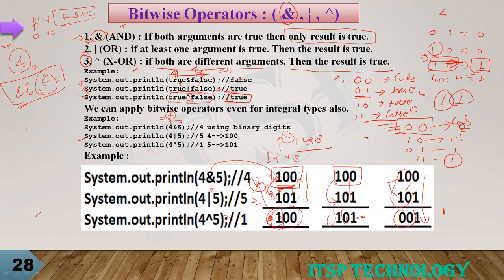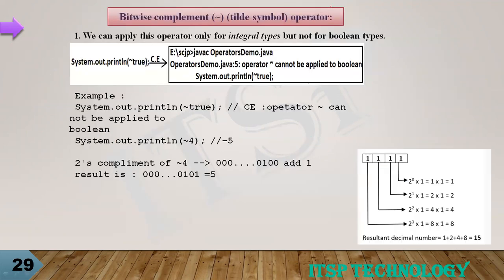Okay, these operators AND, OR, XOR are important, double AND, double equals, double OR. So now bitwise complement. This is the tilde symbol operator. We can apply this operator only for integral types, important point. We cannot apply this tilde operator for the Boolean type. If you try to apply, then the compiler will give an error.